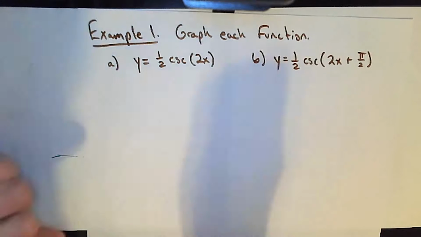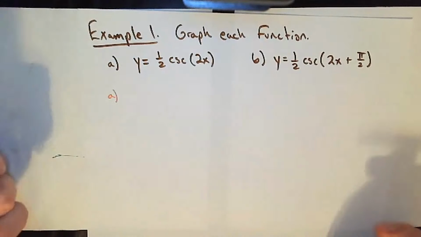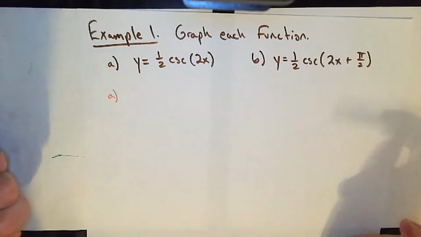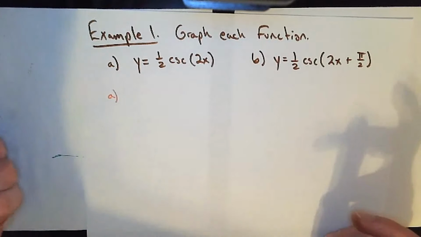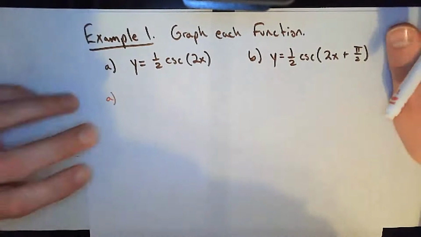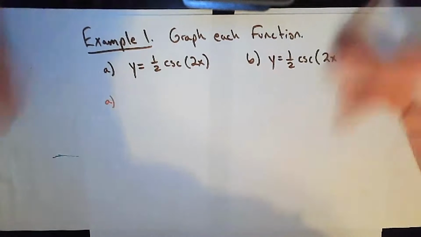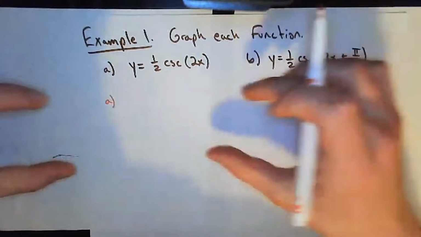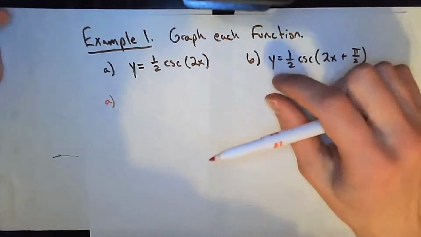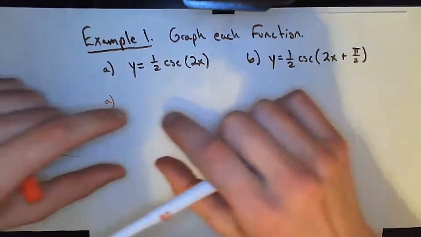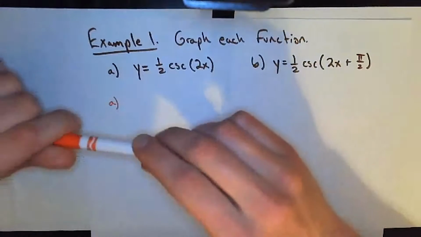All right, part A. How do we go about graphing this? They don't have amplitudes. You notice that they don't have amplitudes because they blow up to infinity and negative infinity, so they don't have bounds on their y values, but they do have a local highest and lowest value. That's what that 1/2 is going to tell us.